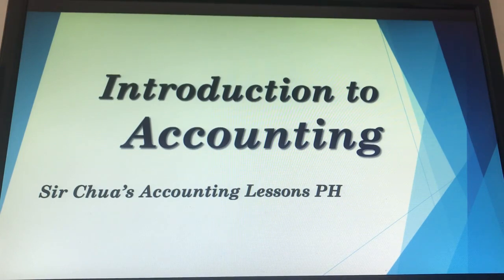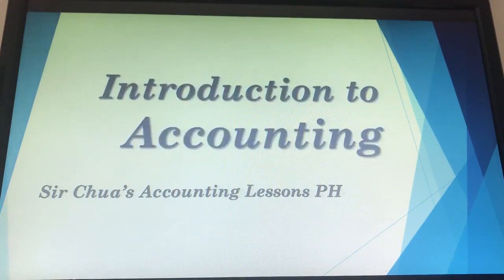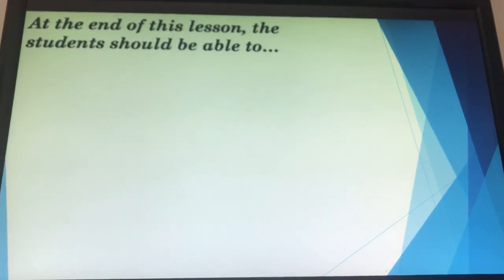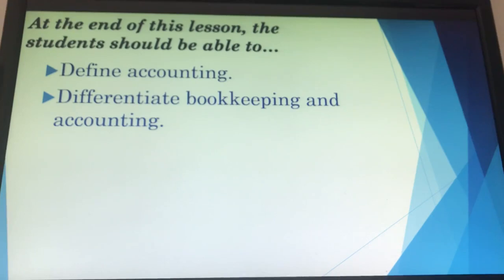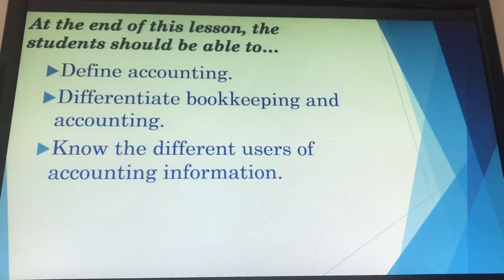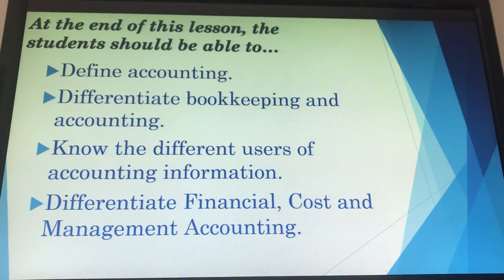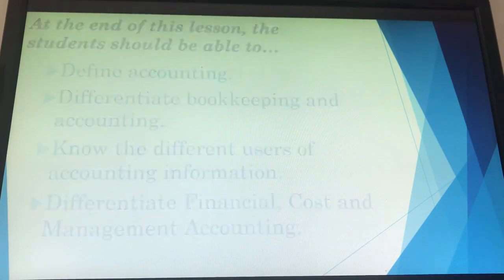into much lesser topics, so that we will have a much deeper perspective of things in each of our videos. Okay, so our expectation for today, at the end of this lesson, you should be able to, number one, define accounting, and then differentiate bookkeeping and accounting, know the different users of accounting information, and differentiate financial accounting, cost accounting, and management accounting, which I consider as the three main branches of accounting. So some of the other topics will be discussed in our next videos. Okay, so I think we can start.